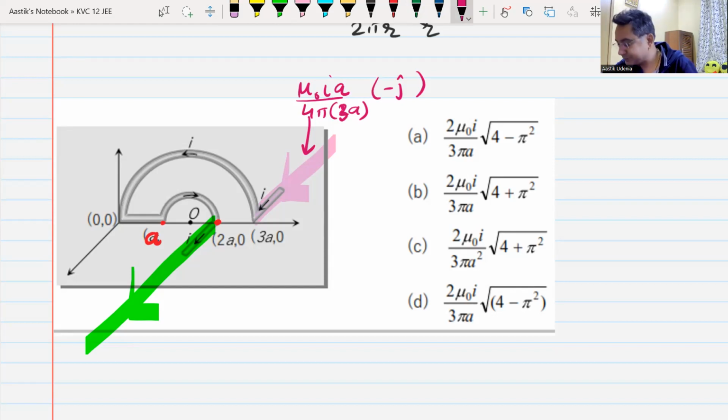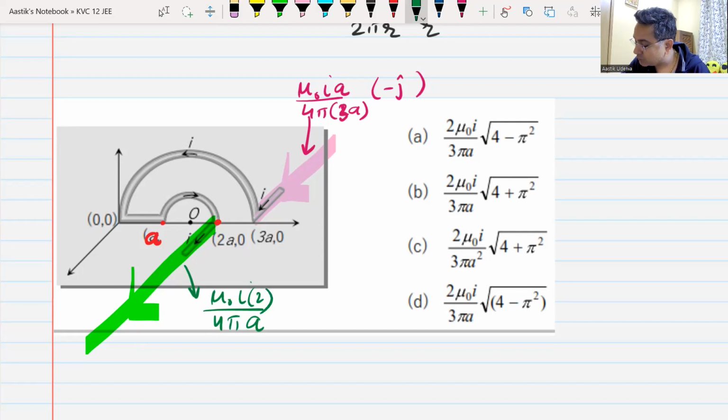Okay. Then let us find out the magnetic field due to the green wire also. Green wire, it will be A by 2. Mu naught I by 4 pi into A by 2. Yes or no? And this field will also go down, minus J.